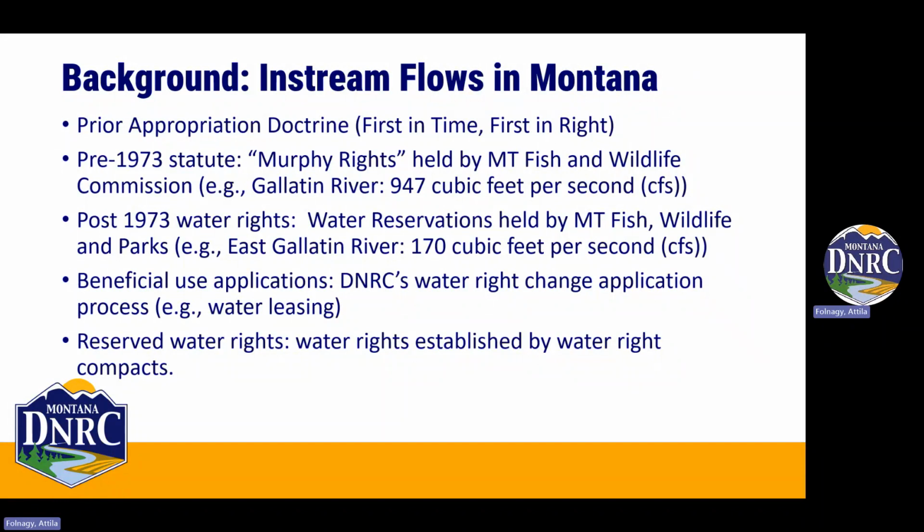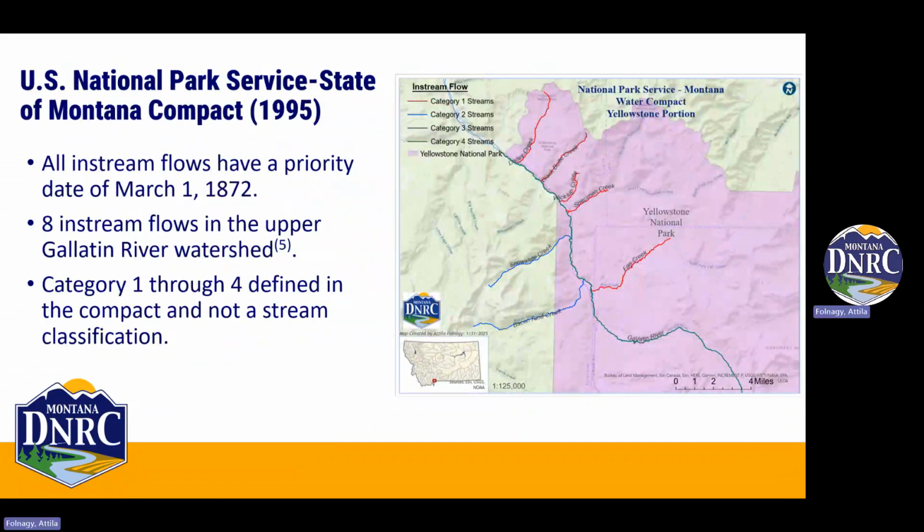Junior users are water users who came online after the in-stream flows have been established. FWP also works with senior water users to leave water in-stream through their water leasing program, which then goes through DNRC's water right change application process. Today I'll be speaking about reserved water rights for in-stream flow held by the Forest Service and the National Park Service. Eight in-stream flows in the Upper Gallatin River watershed were established by the National Park Service Compact, with a priority date of 1872, the year Yellowstone National Park was established.